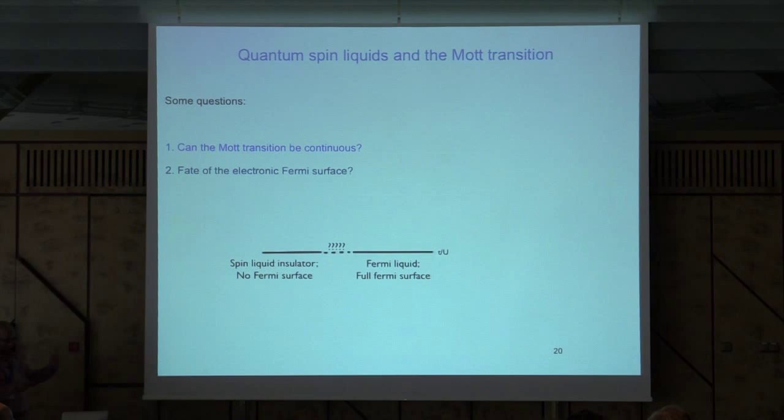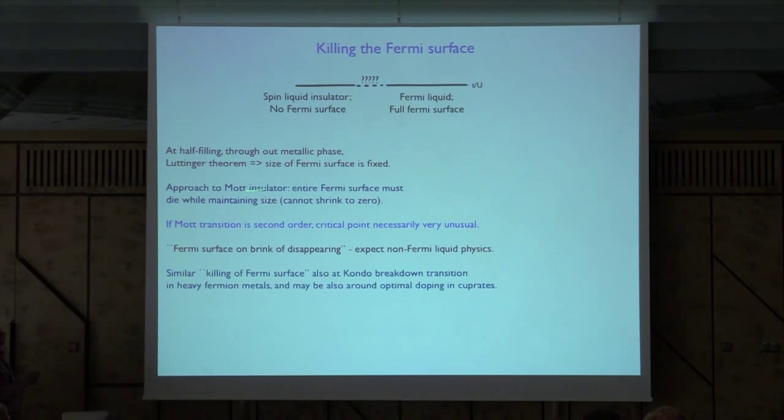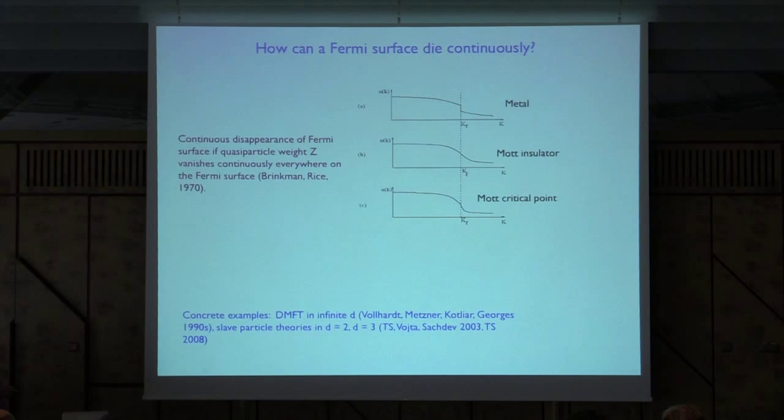Okay. So half filling throughout the metallic phase, Luttinger fixes the size of the Fermi surface, but as I already said, in the Mott insulator, there's no Fermi surface. This means the entire Fermi surface must die while maintaining its size. You can't shrink the Fermi surface continuously to zero, because then you run into problems with Luttinger. Okay? So if the Mott transition is second order, then the critical point is necessarily very unusual, because you have this entire Fermi surface that's on the brink of disappearing. So the entire Fermi surface has to go critical, and it's natural to expect non-Fermi liquid physics. And as I already said, this is similar to the kinds of phenomena that we want to describe in cuprates or heavy fermions. So how can a Fermi surface die continuously?